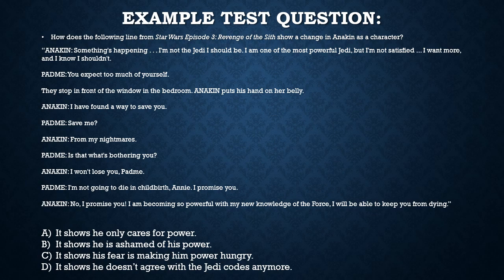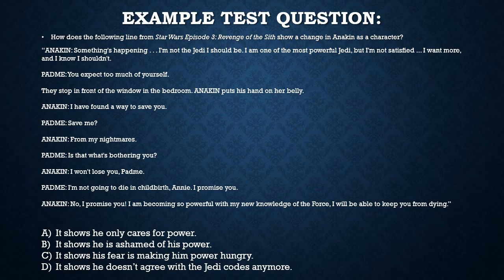It shows that he is ashamed of his power. I could see this maybe a little bit. So this might be a decent option, but he is saying that he is the most powerful Jedi, and that would actually indicate kind of the opposite, that maybe he's proud that he's a very powerful Jedi, but maybe he's just ashamed that he's wanting more. So that's a possibility, but I'm not leaning towards it. And it also doesn't really tap into the other motivation, so we'll see.